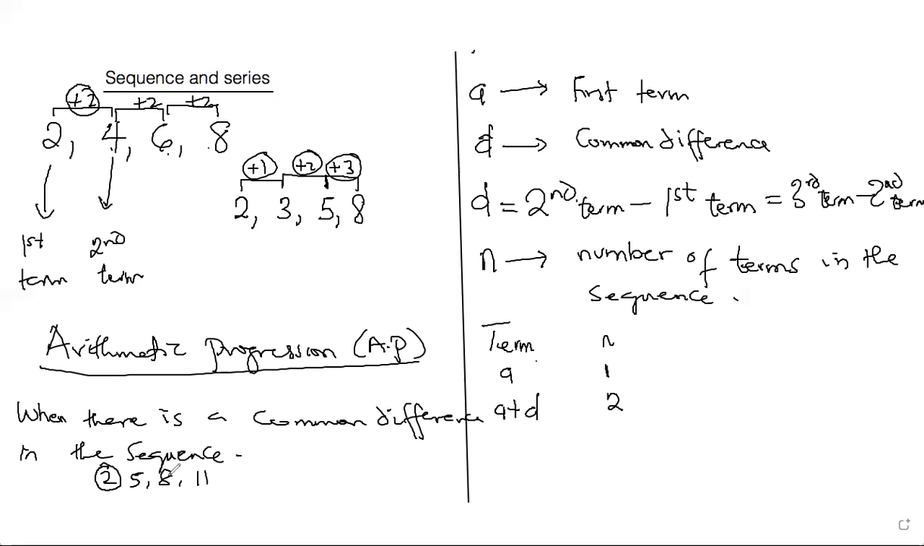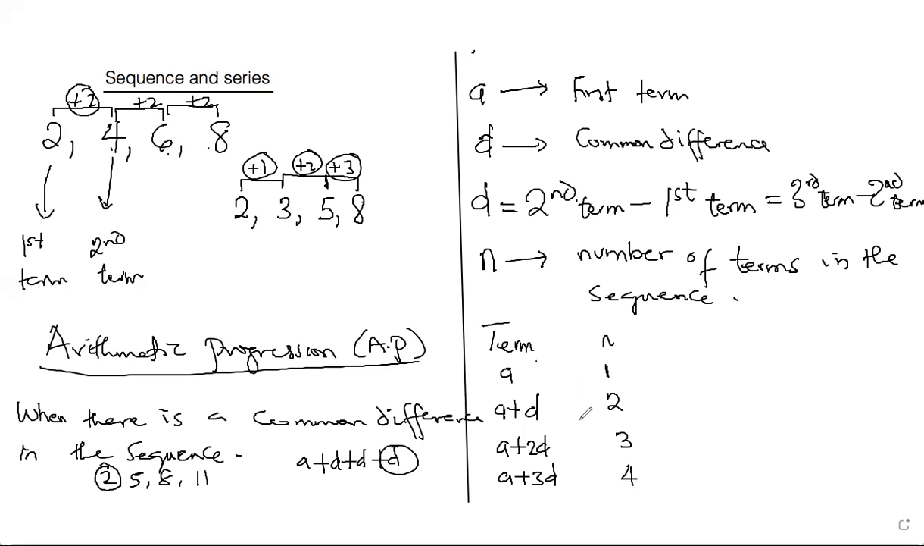So to get the third term, you add 3 again to the second term. That means you have A plus D again, which gives you A plus 2D for the third term. Then for the fourth term, you add D again, so that gives you A plus 3D. Because you add the difference each time, you move from one term to the next. Now, this is for the fourth term.